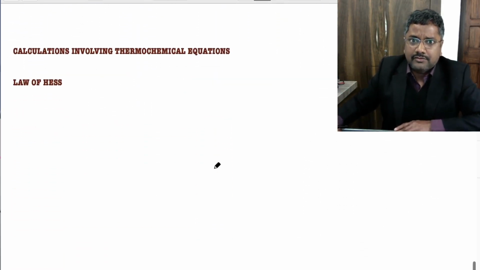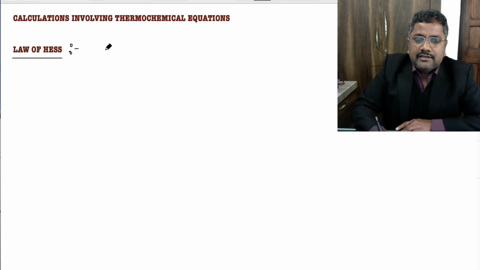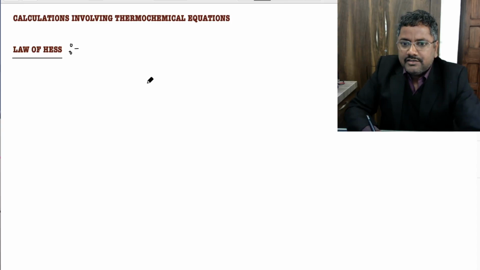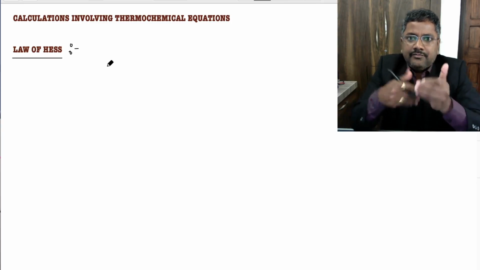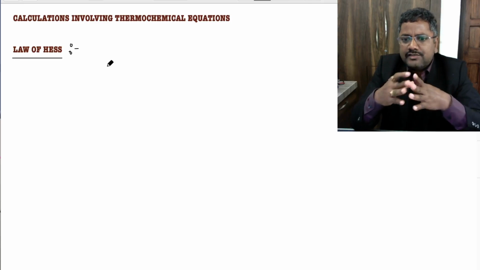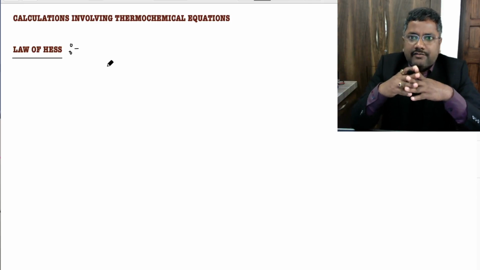But before going into the detail, there is one law called law of Hess, or Hess law. Simply, you can say, which you can use to evaluate the enthalpy for thermochemical equations, right? So Hess law is very popular and very simple law. This law states that if we are converting any process in one step or in more than one step, the enthalpy change is always the same.